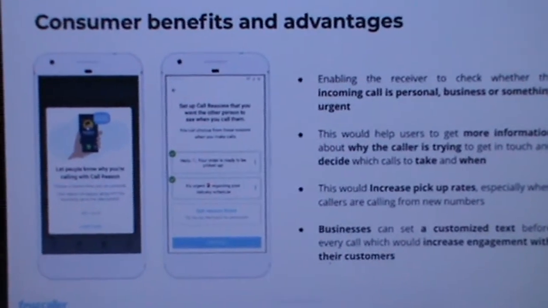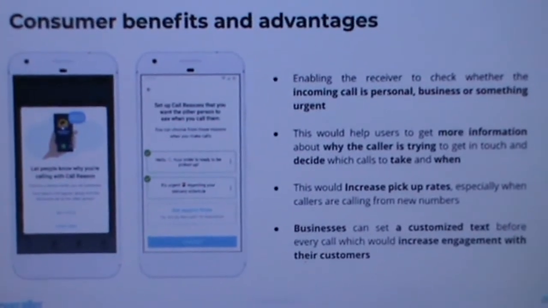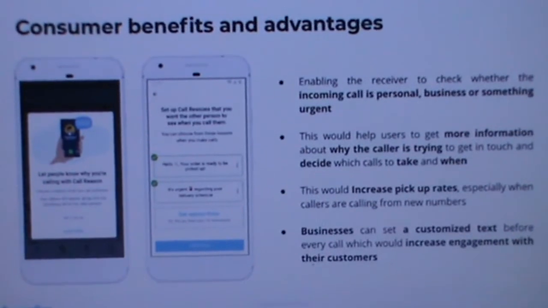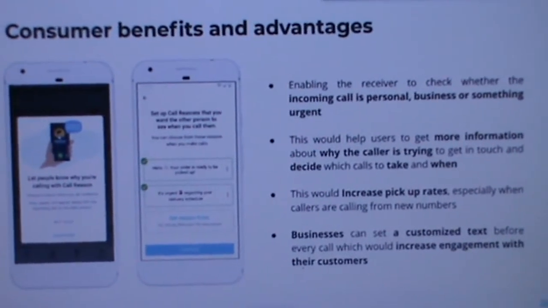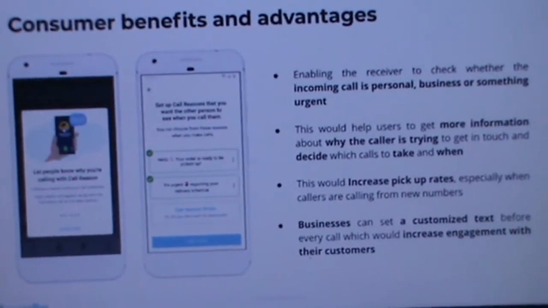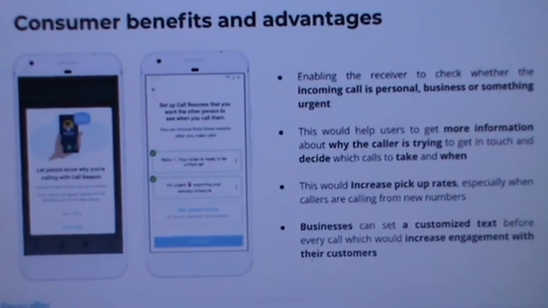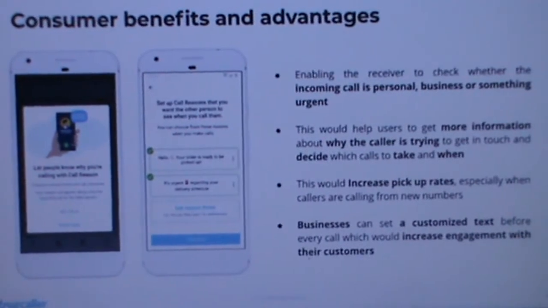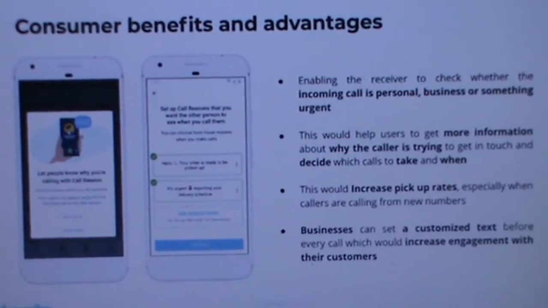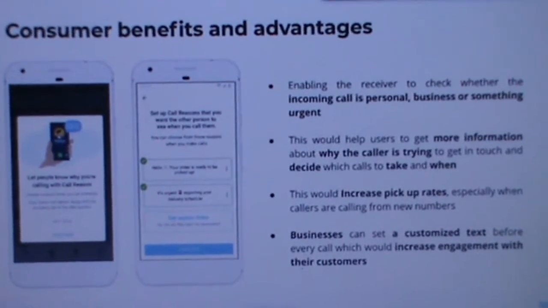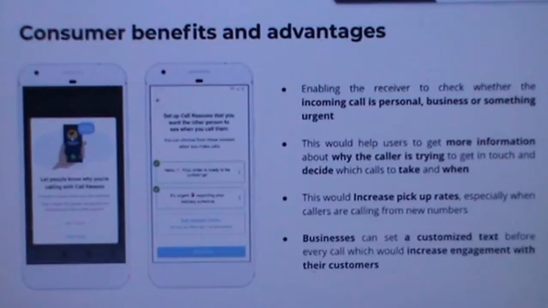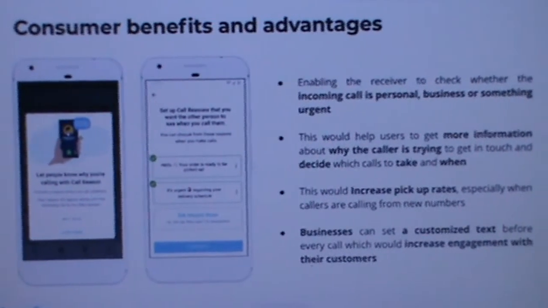And obviously it will increase pickup rates, especially when you are getting a call from a new number, because we are helping the community by telling who is calling. Say I'm getting a call from Rahul, and Rahul could be my friend, a person from my office, or a guy next door to my house. If I see a call reason there, hey, I'm your neighbor, there are high chances I will pick this call. So obviously it will increase our pickup or acceptance rate.